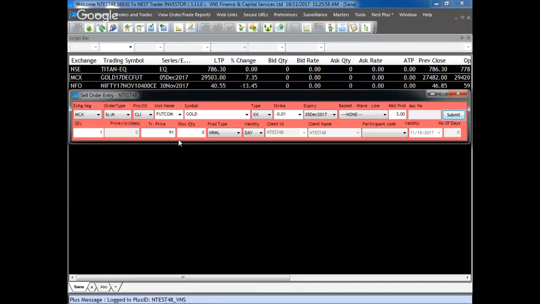In case the market is volatile and you are not sure about any range, you can go with the order type as SLM.